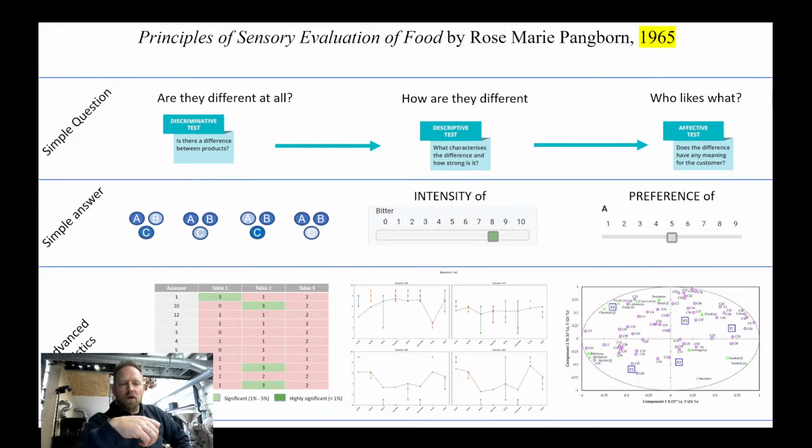Are they different at all? You can use a triangulation cupping, where you are testing if people are able to pick up the differences between the samples at all. If they are, you can go to the next question, how are they different, and here you're just scoring the intensity of an attribute from 1 to 10. Once you have those data, you can go to a consumer segment and start to map the preferences, which is typically on a 9-point hedonic scale.